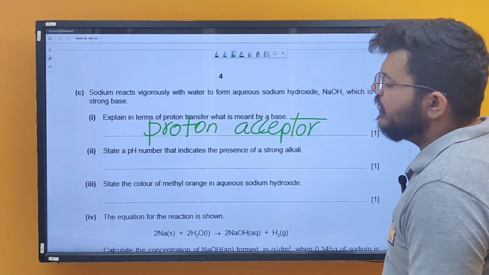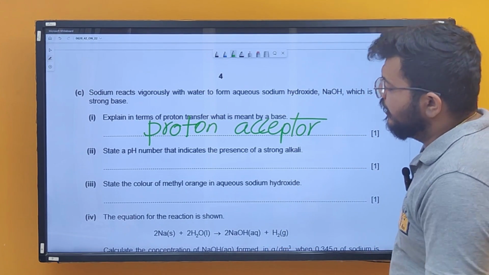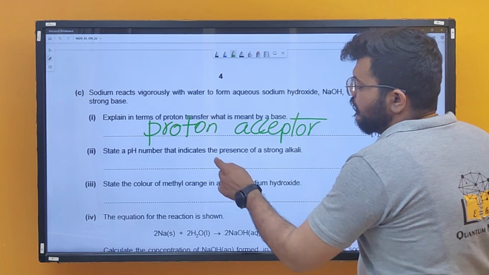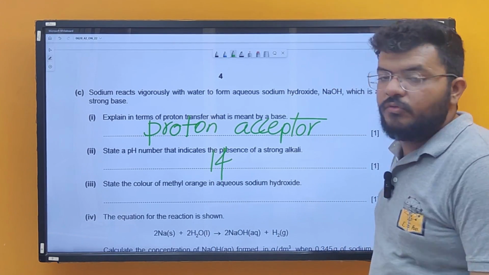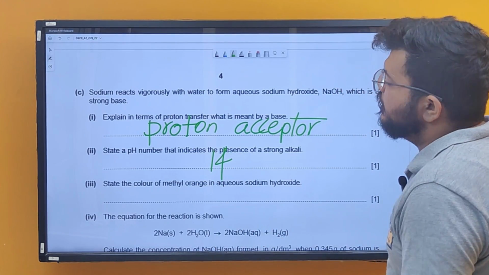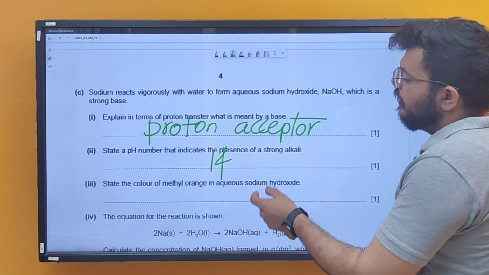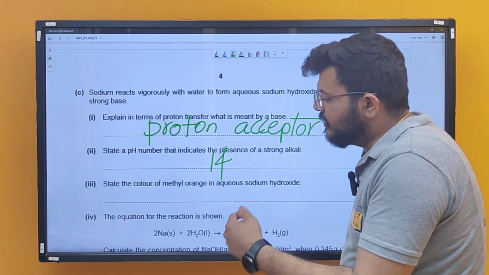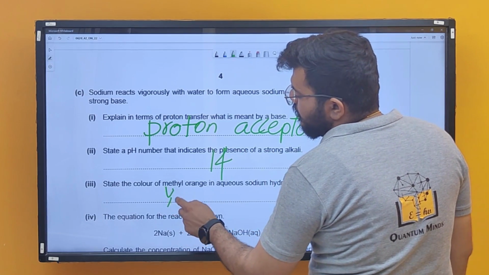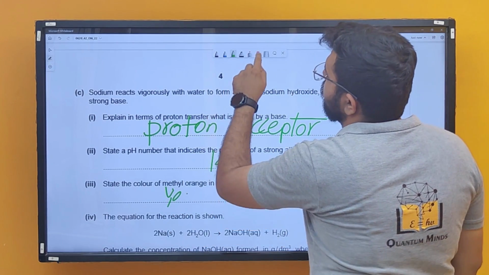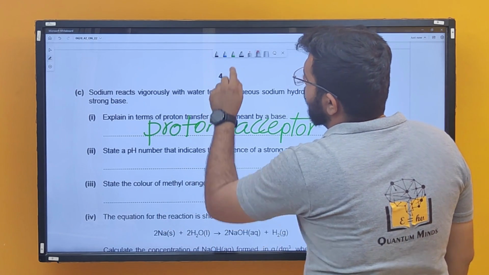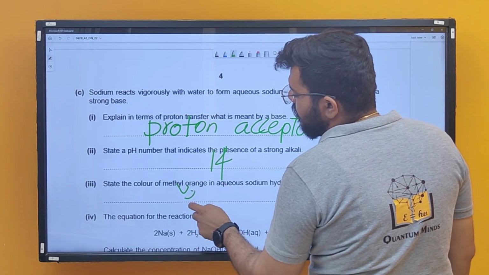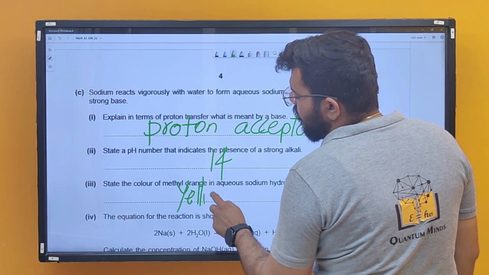Then state a pH number that indicates the presence of strong alkali. If it is strong, I will directly go for the highest possible pH. State the color of methyl orange in aqueous sodium hydroxide. Sodium hydroxide is basic, methyl orange is yellow, right? Sorry, methyl orange is yellow.